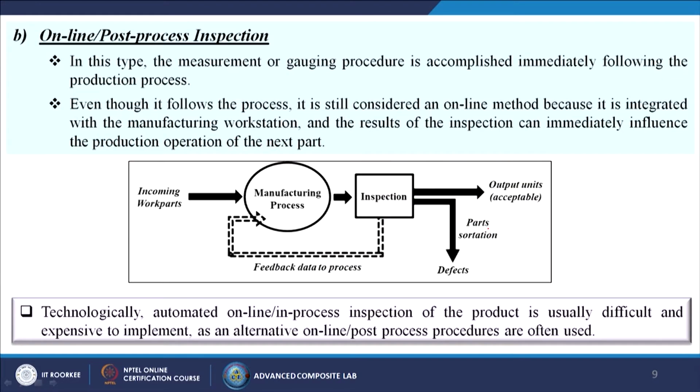What is online post-process inspection? From the name itself you can understand that in this type the measurement or gauging procedure is accomplished immediately following the production process. Even though it follows the process, it is still considered an online method because it is integrated with the manufacturing workstation and the results of the inspection can immediately influence the production operations of the next part. Technologically, automated online in-process inspection of the product is usually difficult and expensive to implement. As an alternative, online post-process procedures are often used.